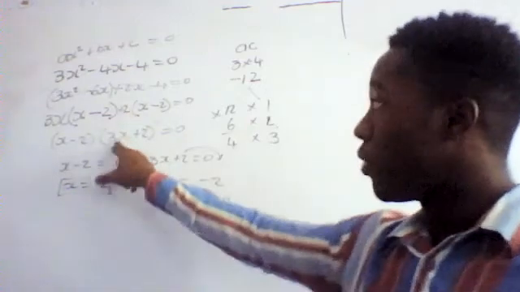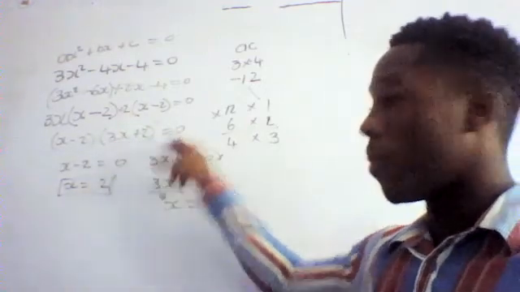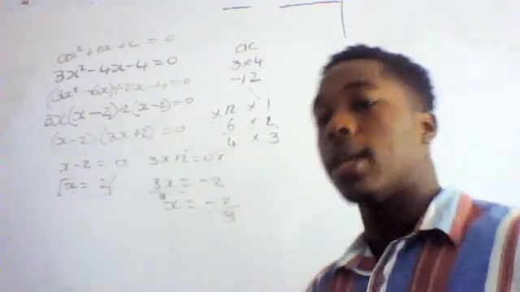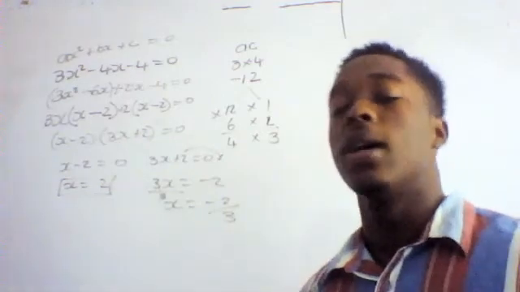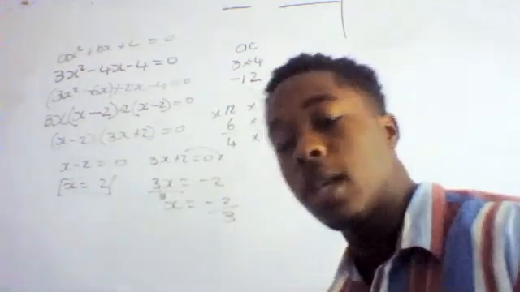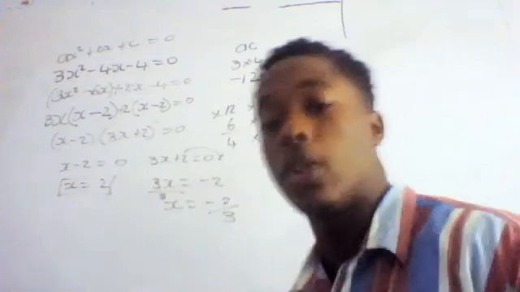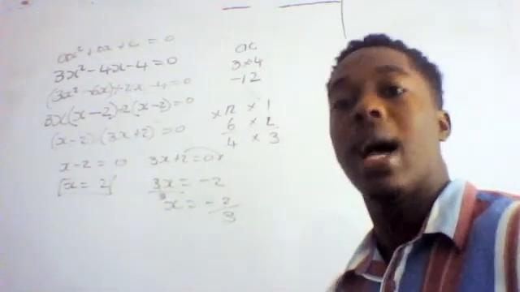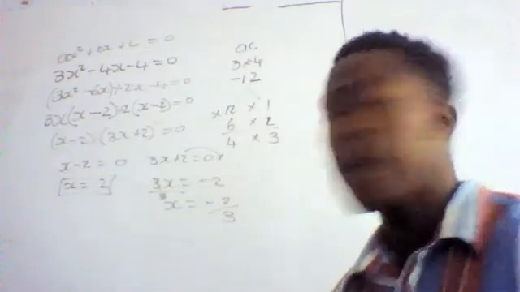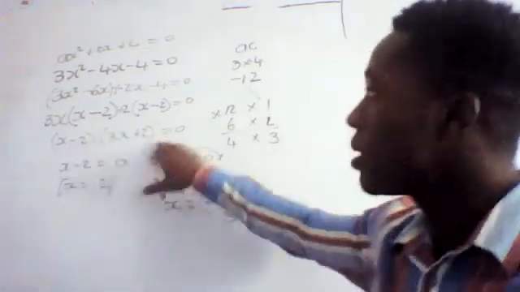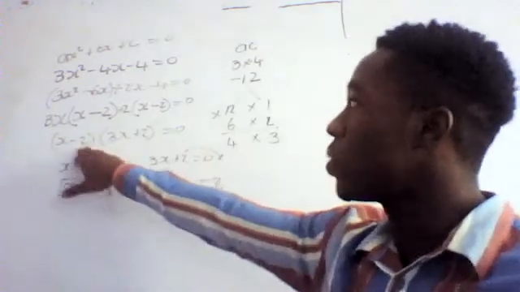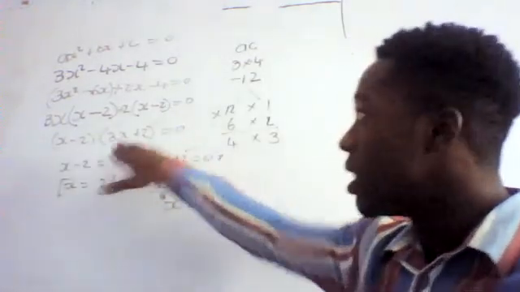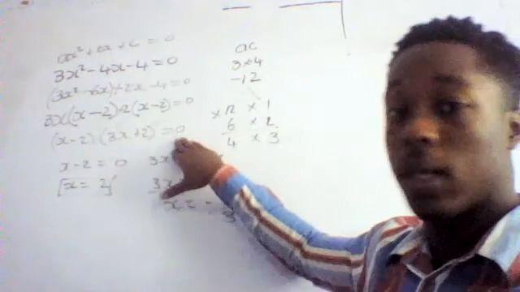So therefore, we have 3x plus 2 is equal to 0. The instruction gave you was to solve this equation. When you're solving something, it has to be equating to 0 or something else. It doesn't matter, but solving something has to have an equal sign. All right? Now, this x minus 2 is equating to 0, and this 3x plus 2 is also equating to 0.